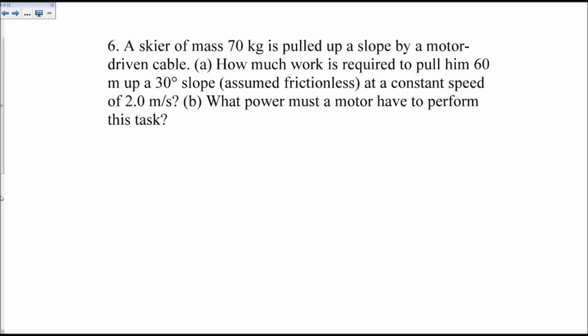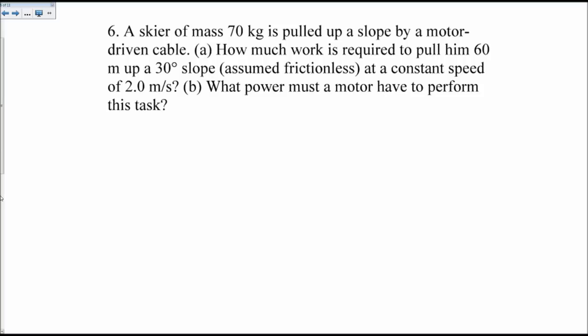A skier of mass 70 kilograms is pulled up a slope by a motor-driven cable. How much work is required to pull him 60 meters up a 30-degree slope? Assume frictionless, at a constant speed of 2 meters per second. What power must a motor have to perform this task?